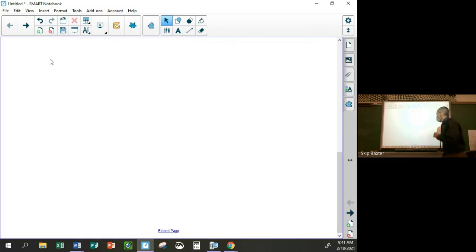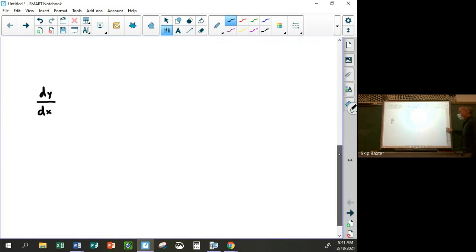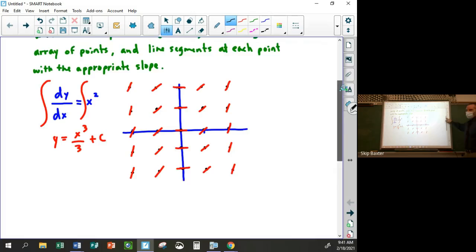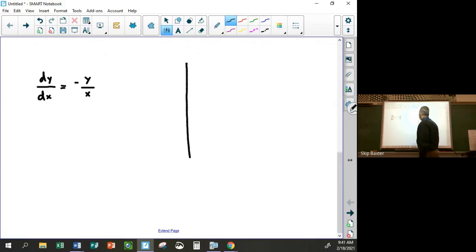Suppose we had something like dy/dx. The previous example I gave only had x's, right? Often the differential equation will contain x's and y's, okay? So let's suppose this is something like negative y over x, or something like that. Again, try and come up with generalizations so that you don't have to do so much work.